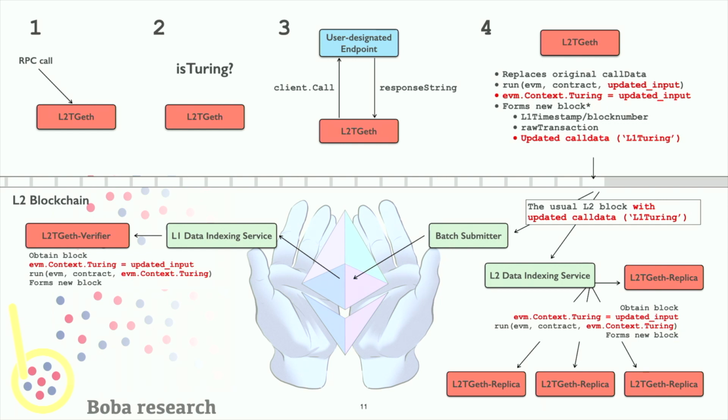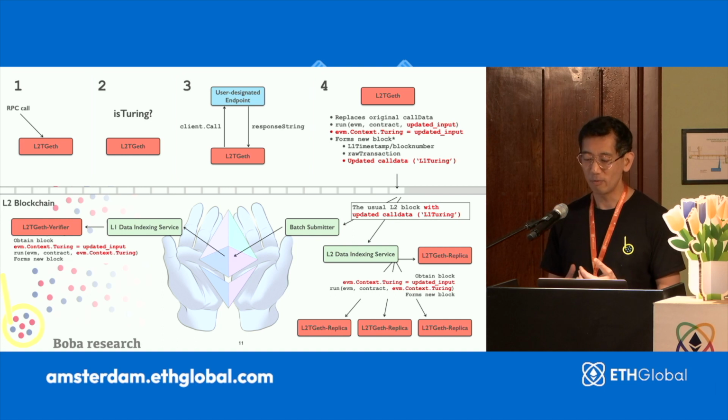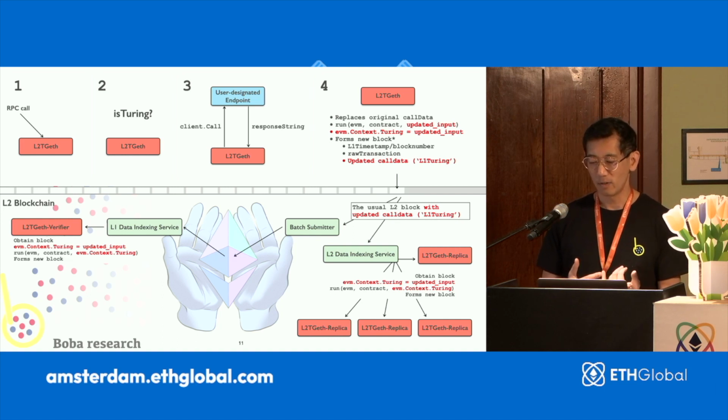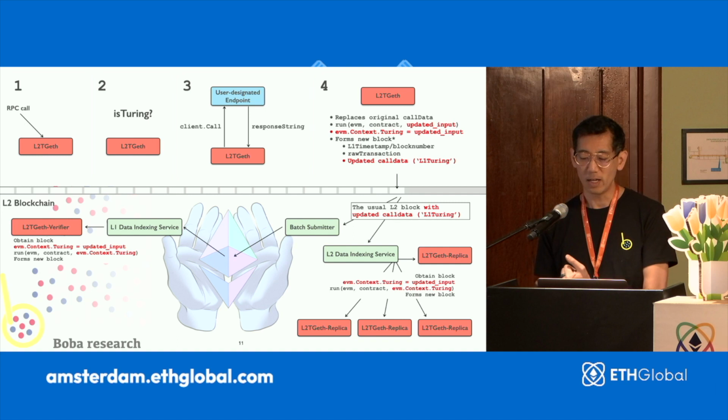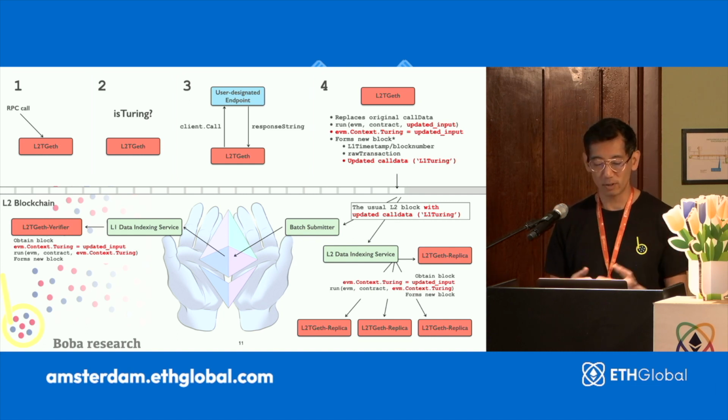So when you're writing around this, you want to have a graceful fallback default value in case the external API doesn't come back or takes too long. So the response comes back. Our Geth would replace the original call data with updated input that includes the response that comes back from the off-chain call. Creates a new block and submits that to layer 1. And then the new block is indexed, replica does this work, the verifier does this work, everything else just works.